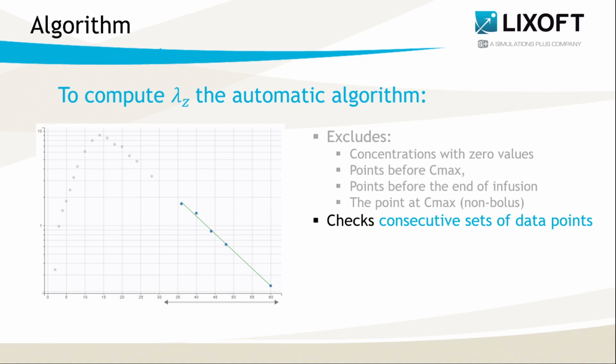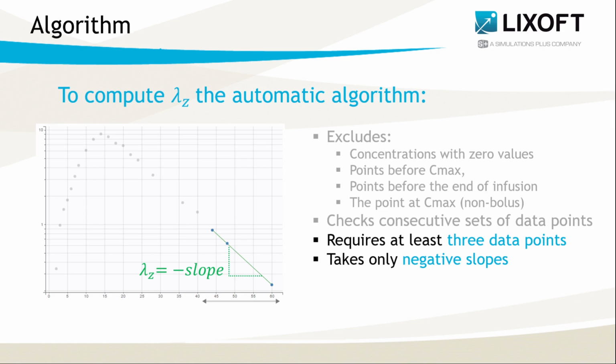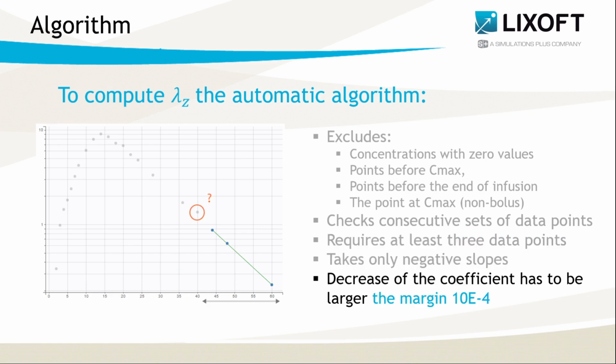The check is for consecutive sets of data points, starting from the last 3, then the last 4, 5, etc. It is because we look for the terminal elimination phase, and we can assume that the concentrations associated with time are ordered. To compute lambda z, at least 3 points are required, and the final slope has to be negative to obtain a positive value of lambda z. In addition, if for a set with more points, the adjusted R squared does not improve, but the decrease is within the margin, 10 to the minus 4, then the algorithm estimates lambda z using the regression line with the larger number of points.